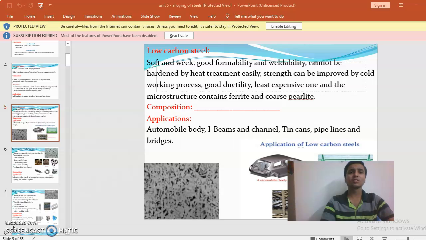There are a few applications regarding low carbon steels. If you look at the automobile body, I-beams and channels, tin cans, pipelines, and bridges. You can see here the microstructure of low carbon steel, how it appears, and the applications, like the automobile body. You can see here applications of low carbon steel.